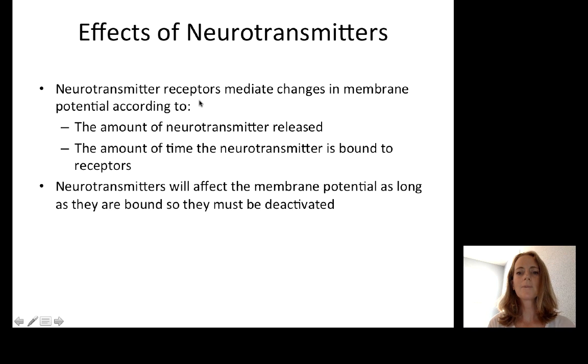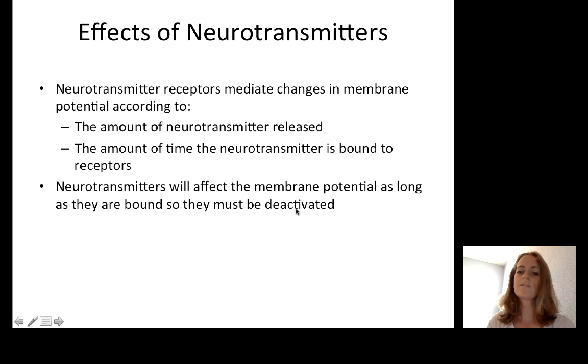So neurotransmitter receptors will mediate changes in membrane potential according to the amount of neurotransmitter that's released, how long the ligand binds to the receptor, and the amount of time that the neurotransmitter is bound to the receptor. So this will be the dissociation, or the release, of the neurotransmitter. So more neurotransmitter coming in is more receptor interaction. And then eventually, just like all chemicals do when they bind, they will unbind the receptor, and that will turn off the signal. So neurotransmitters will affect the membrane potential as long as they are bound.